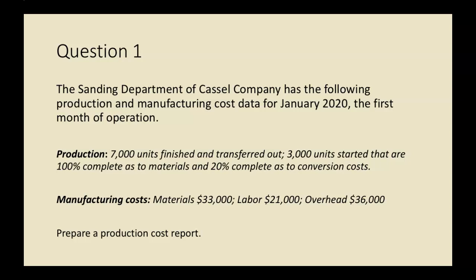Then we're given some information, right? We're told some production data. 7,000 units were finished and transferred out. And those 3,000 units that were started, they are 100% complete as to materials and 20% complete as to conversion costs. And then we're given some manufacturing cost data. Our materials cost $33,000, our labor cost $21,000, and our overhead costs $36,000. So with all of that information, we can now prepare a production cost report.